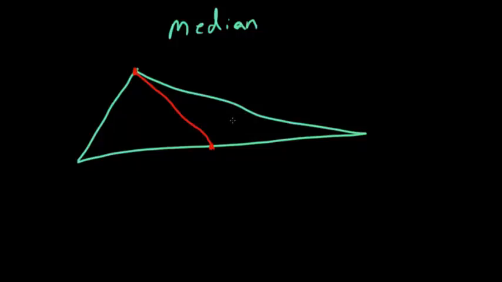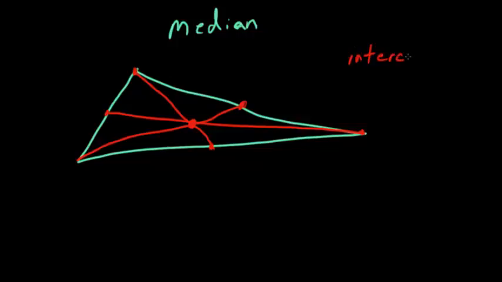And of course, there's going to be three of these per triangle because we can have a midpoint on this connected by this one, and we can have a midpoint on this one connected to this. These, all three medians, intersect to form a centroid. So the intersection is called the centroid.